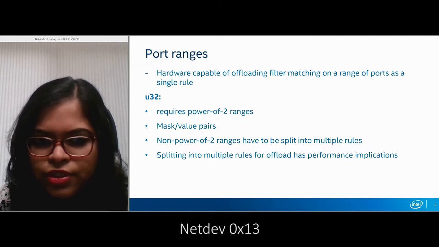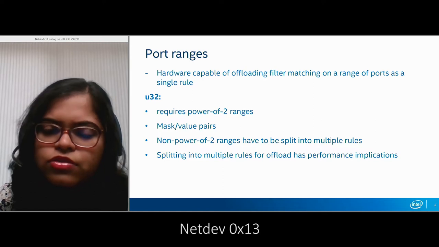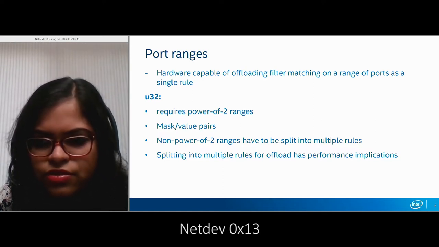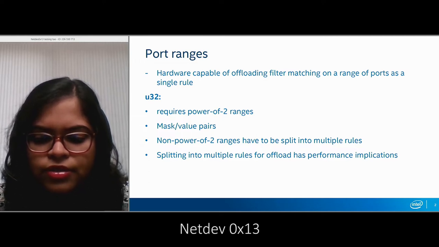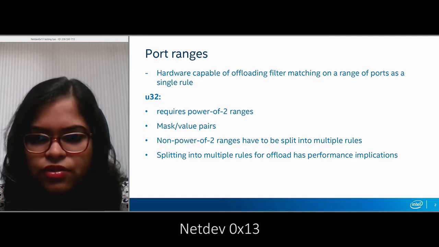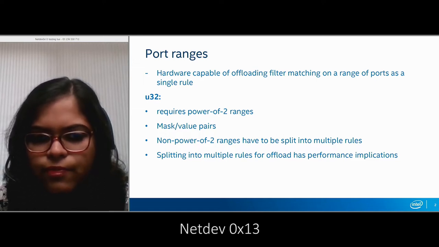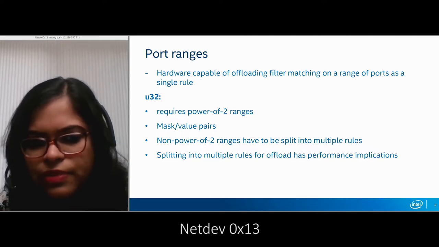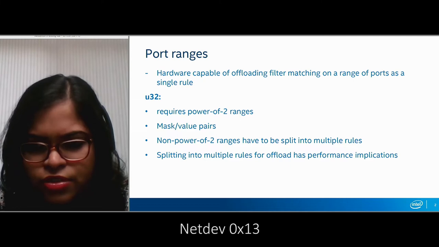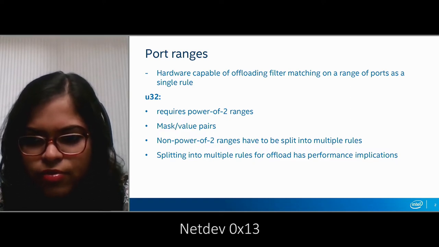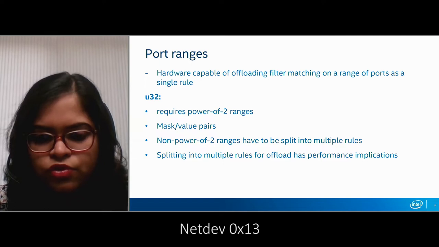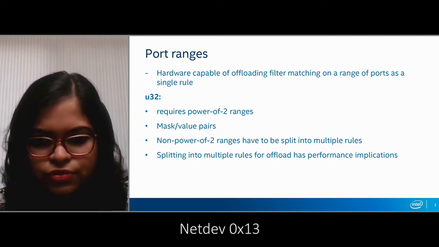So we first looked at the U32 classifier, and the U32 classifier comes close to offloading range-based rules, but had certain limitations. U32 required power of two ranges, and these ranges were taken as mask value pairs, so it cannot just be a simple range in the form of min and max fields. And non-power of two ranges in U32 had to be split into multiple power of two ranges, so multiple rules. So splitting into multiple rules, even for offloads, just takes away the performance benefits in being able to offload to a hardware that can implement these as single rules.